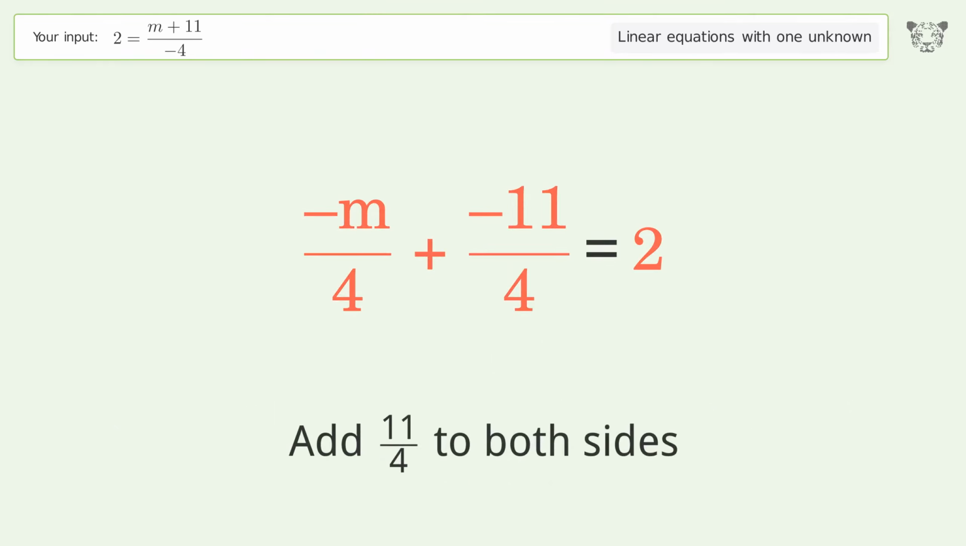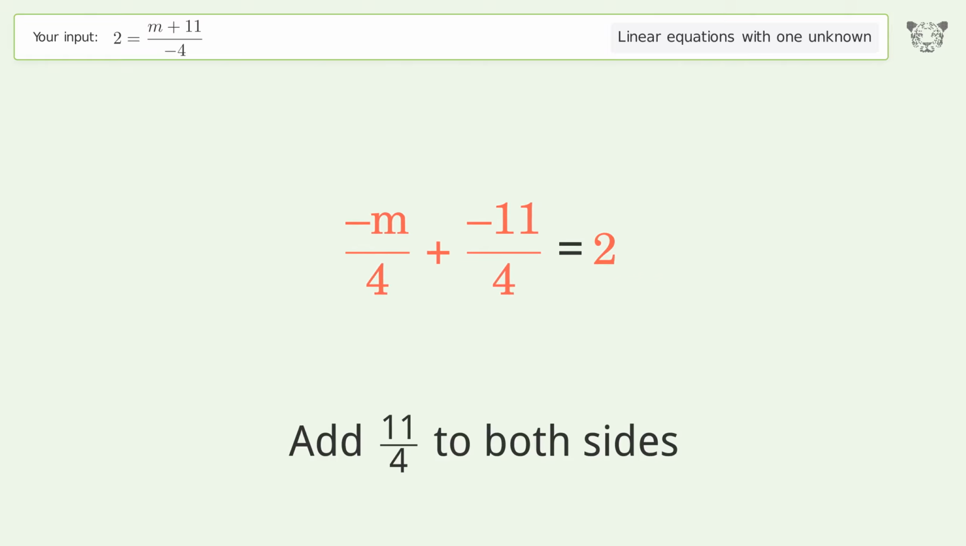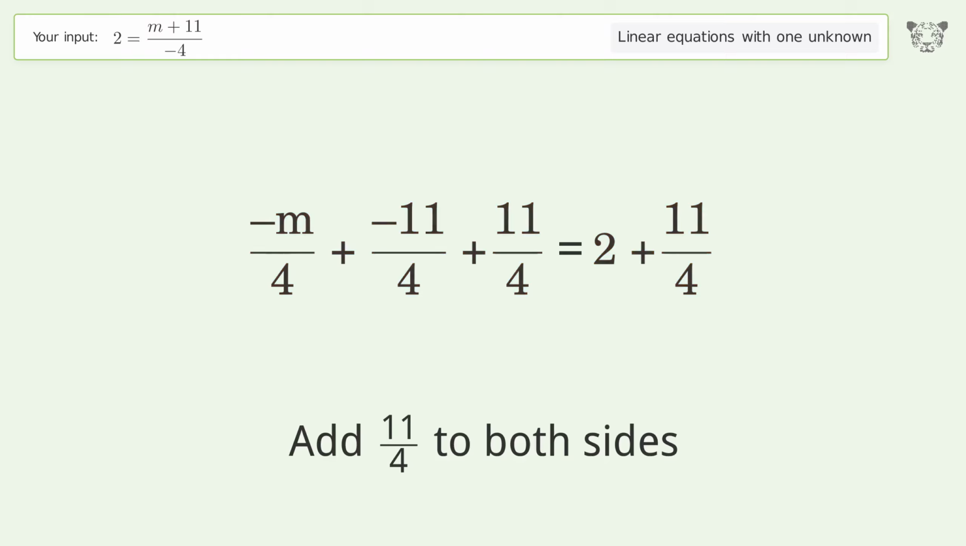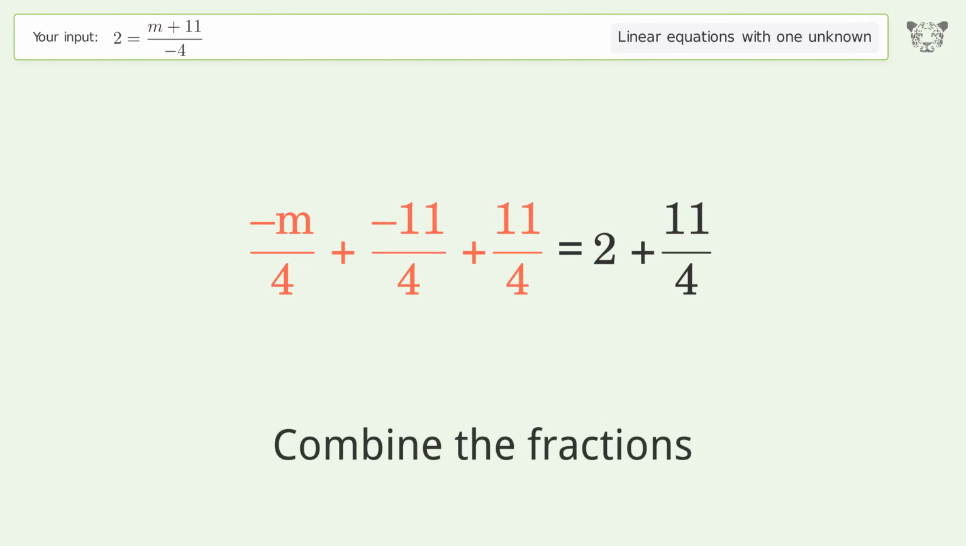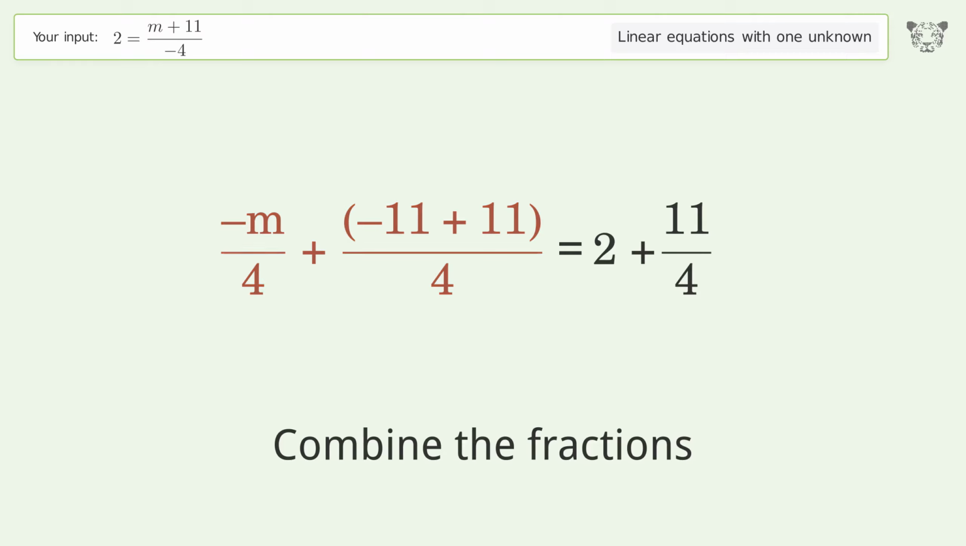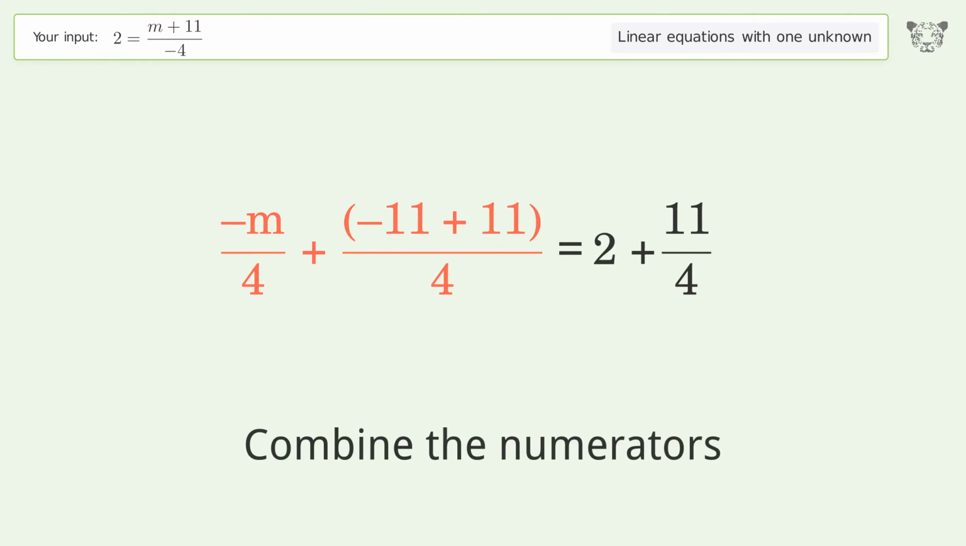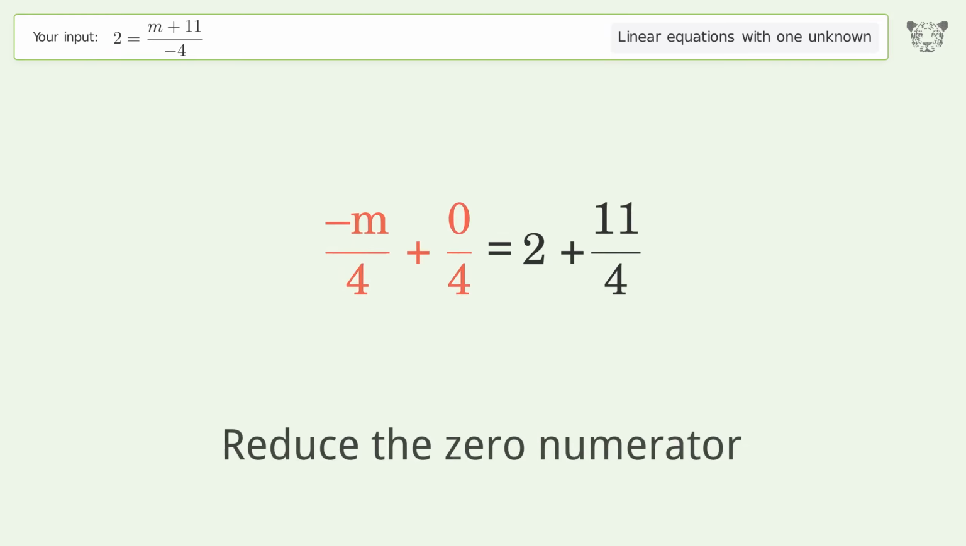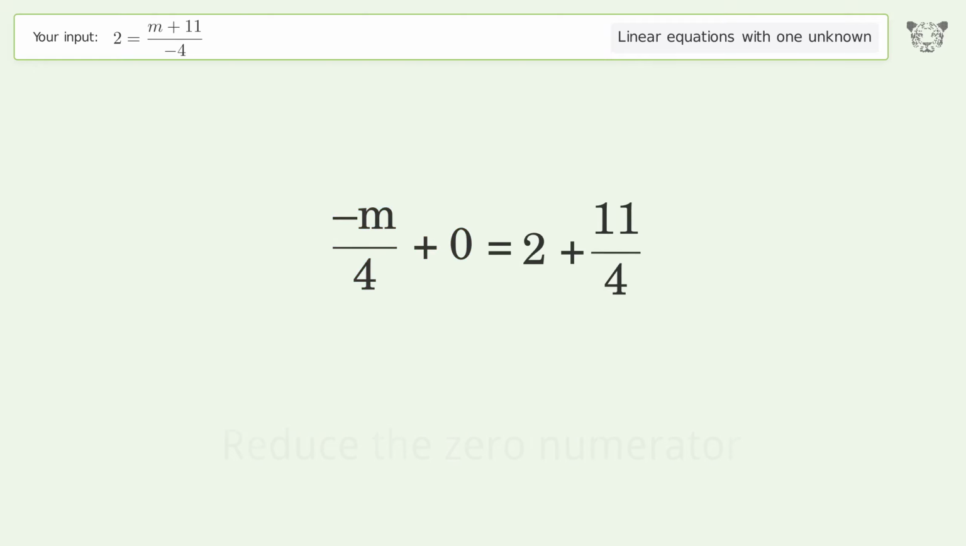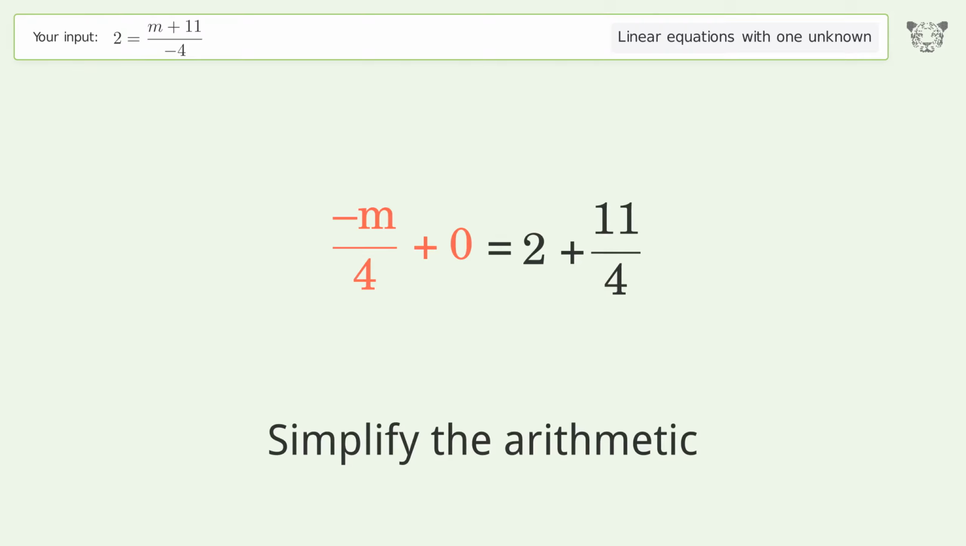Add 11/4 to both sides. Combine the fractions. Combine the numerators. Reduce the zero numerator. Simplify the arithmetic.